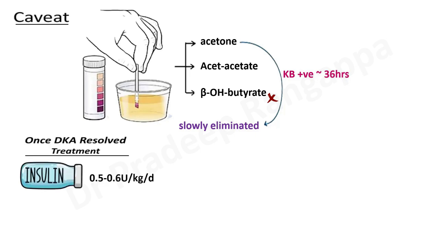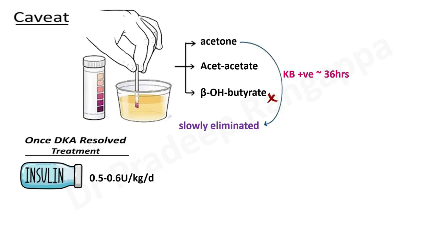Once DKA has resolved, insulin has to be considered at some baseline dose of 0.5 to 0.6 units per kg per day. Many of the physician friends would know. Once we have treated DKA, once acidosis is corrected, your fluid deficit is corrected and sugars are corrected, we have to put them on regular insulin. For the dose of regular insulin, we look at the cumulative requirement of insulin that they have needed to get the sugars down and to have corrected this.